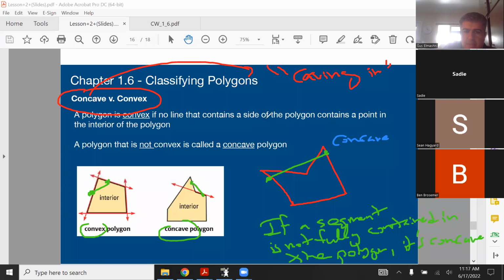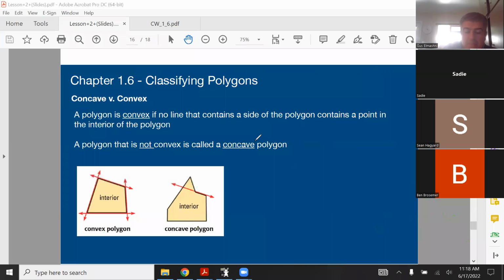The textbook wording for convex is kind of confusing. The bottom line is that every line segment you draw connecting 2 points is always going to be inside the polygon. That's convex. If you draw a segment and it's not fully contained, then it's concave. I don't like that wording: if no line that contains a side of the polygon contains a point in the interior, that's just weird. Just draw a segment. If the segment's fully contained, it's convex. If it's not, it's concave. That's what we do.